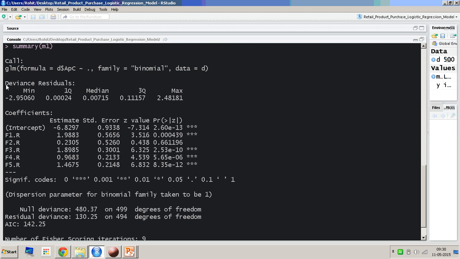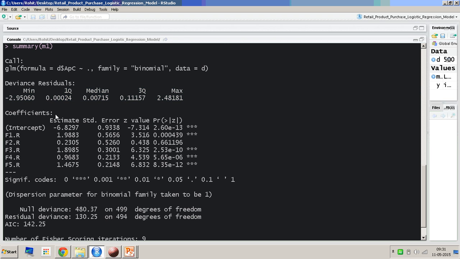Then it gives us the deviance residuals. Deviance residuals are basically residual values which display how much a particular model deviates from a null model. A null model would be a model wherein there would be only an intercept value, or a beta 0 value, and there would be no independent variables. So from that kind of a model, how much does our particular model deviate? And these are the quantiles or the quartiles for our deviance residuals.